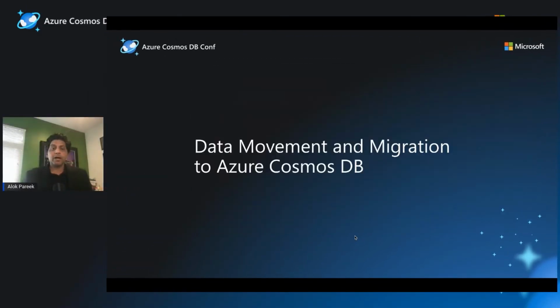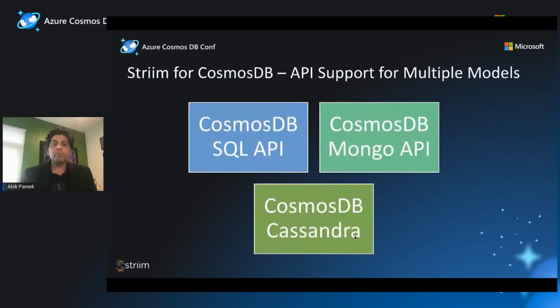Okay, so this is how you set up the configuration of the pipeline itself. And there are a lot of useful functions there that you might want. For example, if you want to do some aggregations, or split records or mask records, you can do stuff like that. We do support all of the popular APIs that Kirill talked about earlier. So if you're familiar with the core SQL API or the Mongo API, Cassandra API, we support all those APIs. These are within the Cosmos DB writer for Striim.